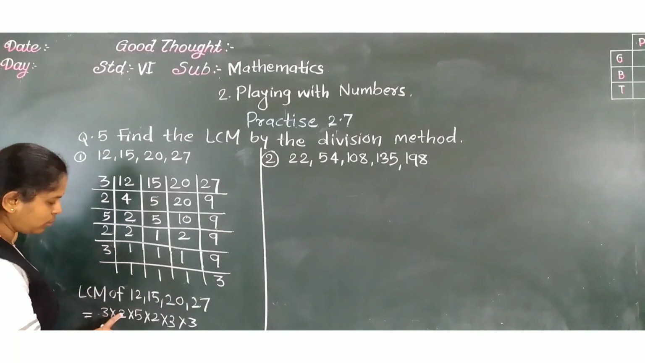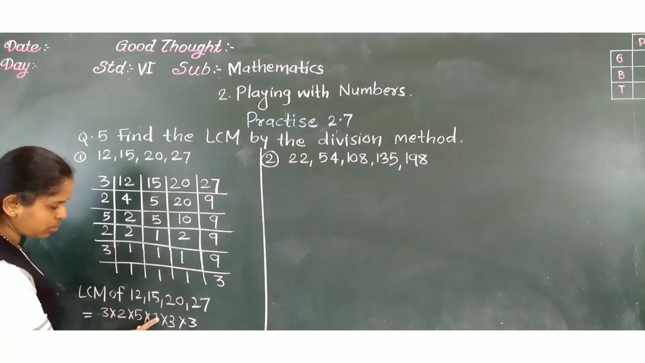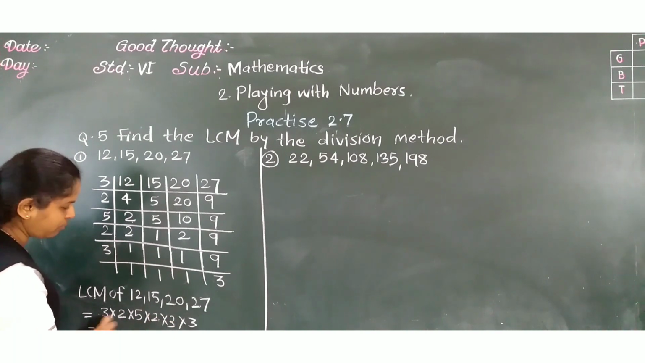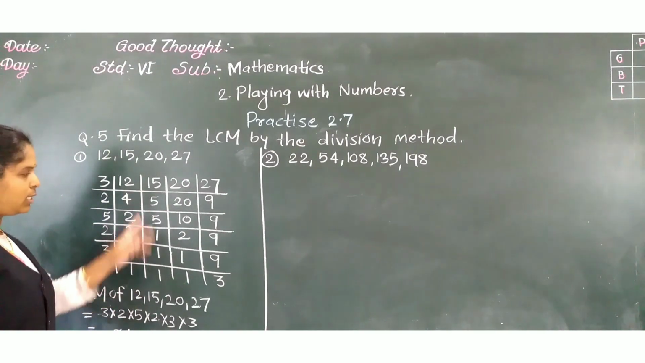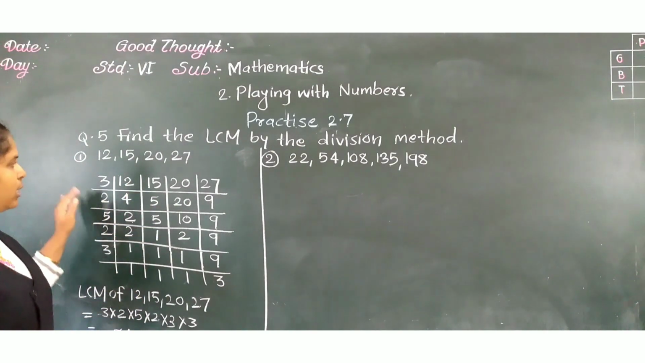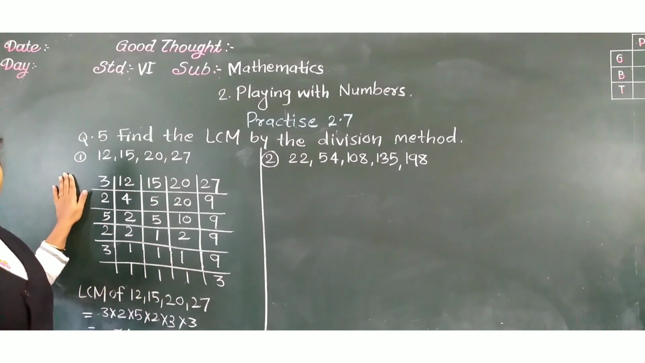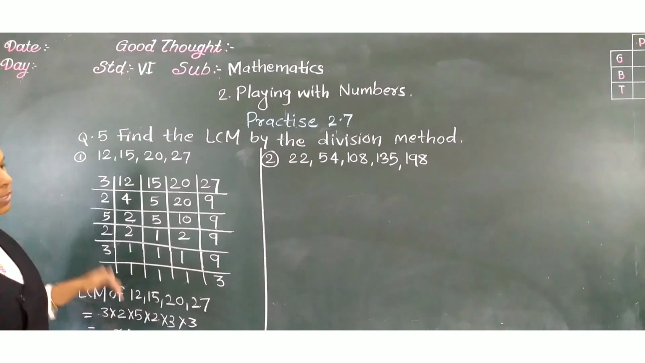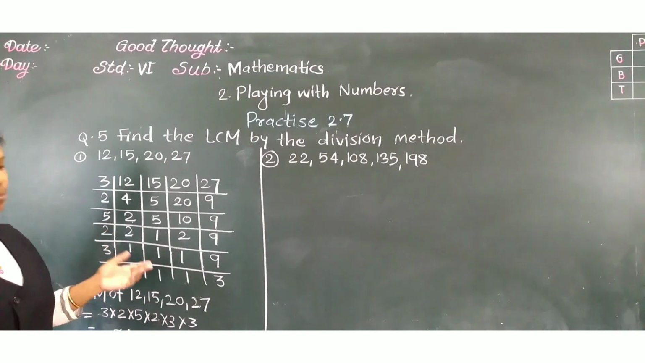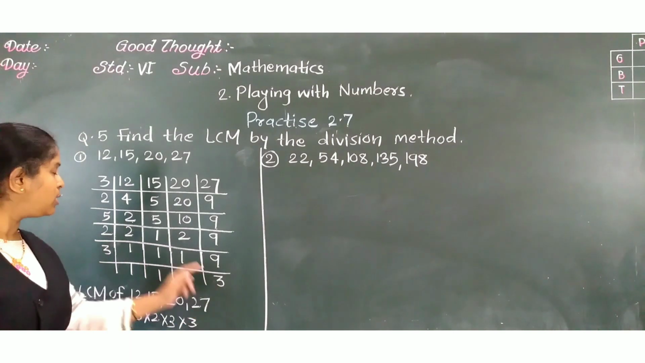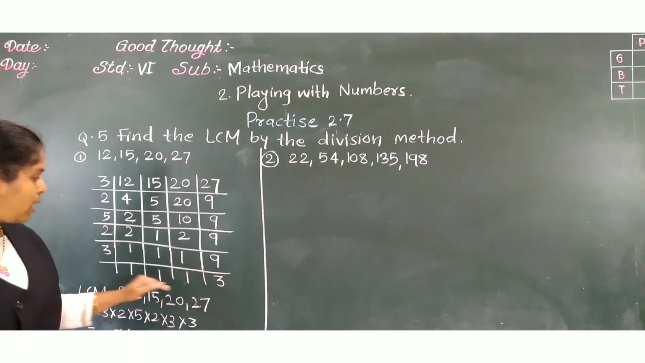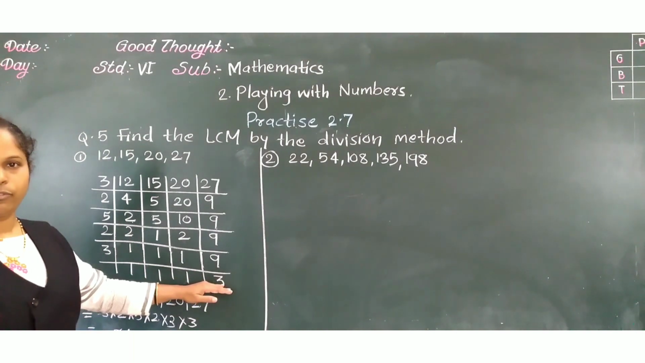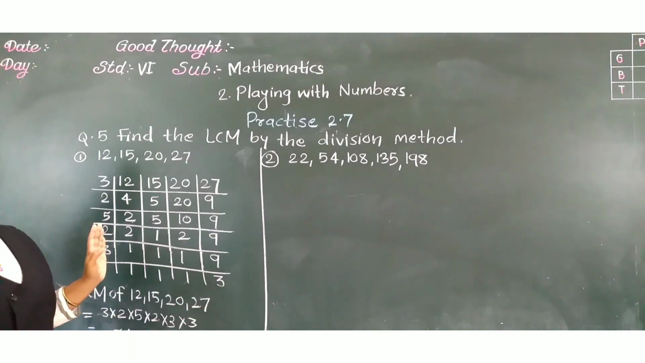So 3 2s are 6. Then 6 2s are 12. 12 5s are 60. 60 3s are 180. 180 3s are 540. So LCM of this is 540. This method, in this we don't have to find any common, uncommon, directly we get. Okay, by doing multiplication of these numbers. Which numbers we have to multiply? This side, whatever prime numbers we have taken, and this remaining. Followed? And we have to multiply them.